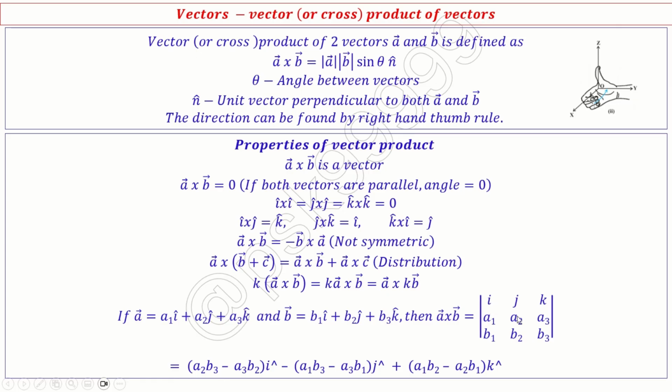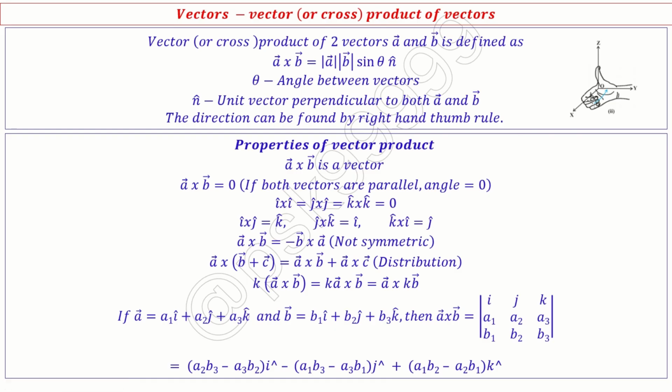You take i multiplied by (a2 into b3 minus b2 into a3). That is i. Now the second one, you always have to take minus j. You remove this column because you are calculating for j, and for the other columns you take minus j into (a1 into b3 minus a3 into b1). And the third one is again plus k, so (a1 into b2 minus b1 into a2) k hat. So this is the formula you will apply to find the components of the vector product.